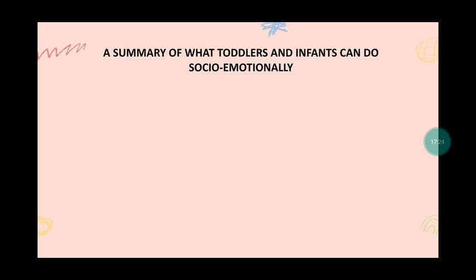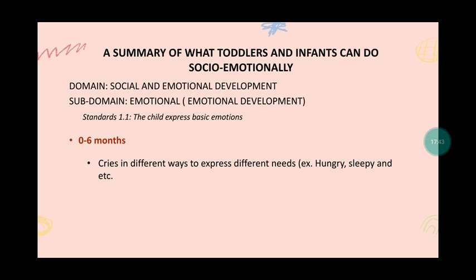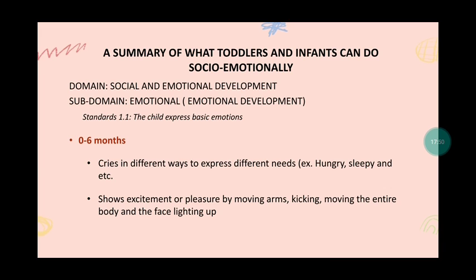Next is the summary of what toddlers and infants can do socio-emotionally. Domain, social and emotional development. Subdomain, emotional or the emotional development of infants. Standards 1. The child express basic emotions. 0 to 6 months. Cries in different ways to express different needs. Example, hungry, sleepy, and etc. Shows excitement or pleasure by moving arms, kicking, moving the entire body, and the face lighting up.